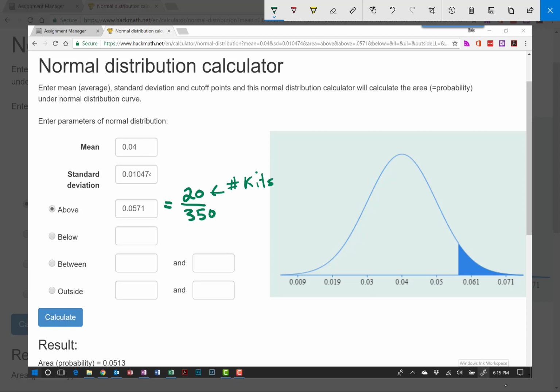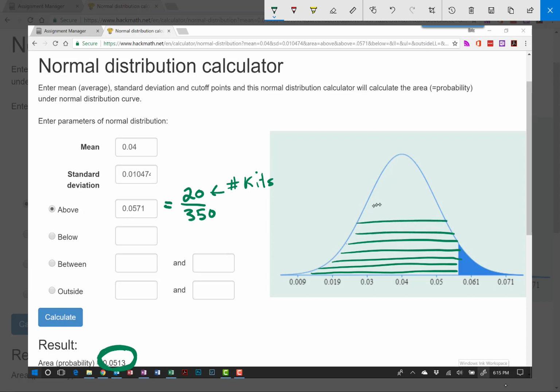So when it does this computation, the number it comes up with is hidden down there. I don't know why they do it this way, but there is a 5% chance that we will run out of asthma kits. We have 20. There's a 5% chance that we're going to run out of asthma kits. So there is a 95% chance that we're not going to run out of asthma kits. That's all this green area over here. All right? So that's how you solve the problem.